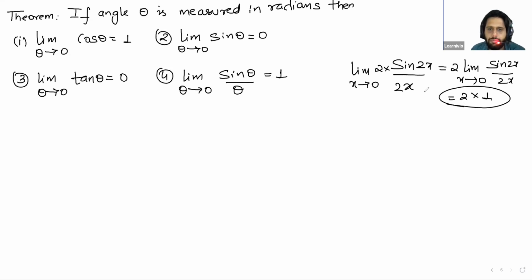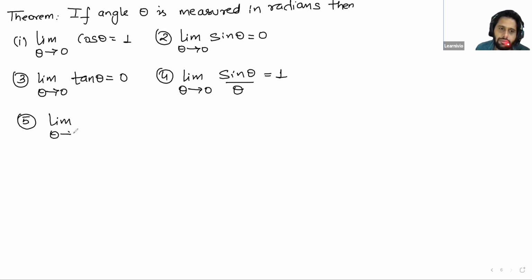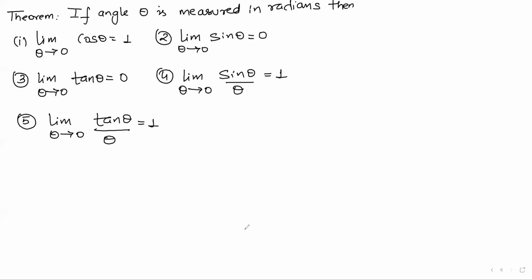Is this clear? Yes, sir. Okay, so no need to write this, we will again discuss this in our questions. And next, fifth, is limit theta tends to 0 tan theta by theta, this is equal to 1. Please note down this and then we will start some questions. Please confirm once you do this.